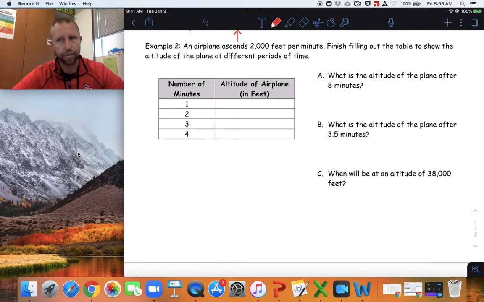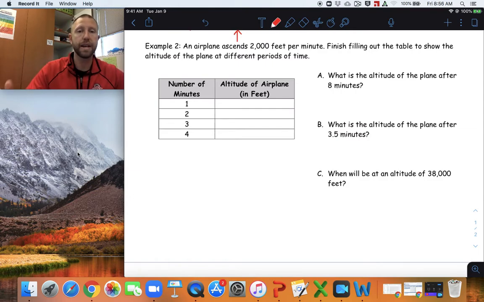Finish filling out the table. That's what was different about this one. The table's not all the way filled in for us, to show the altitude of the plane at different periods of time. So for this one, if it's 2,000 feet per minute, that means at 0 minutes it's on the ground.